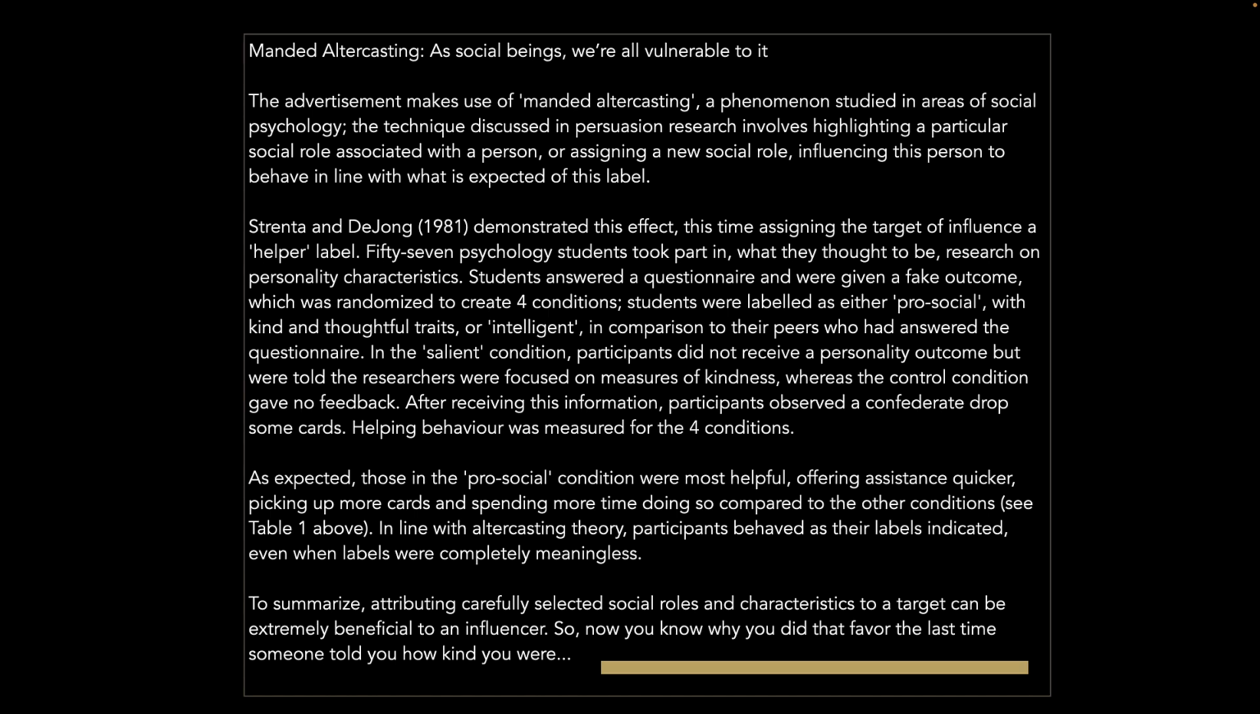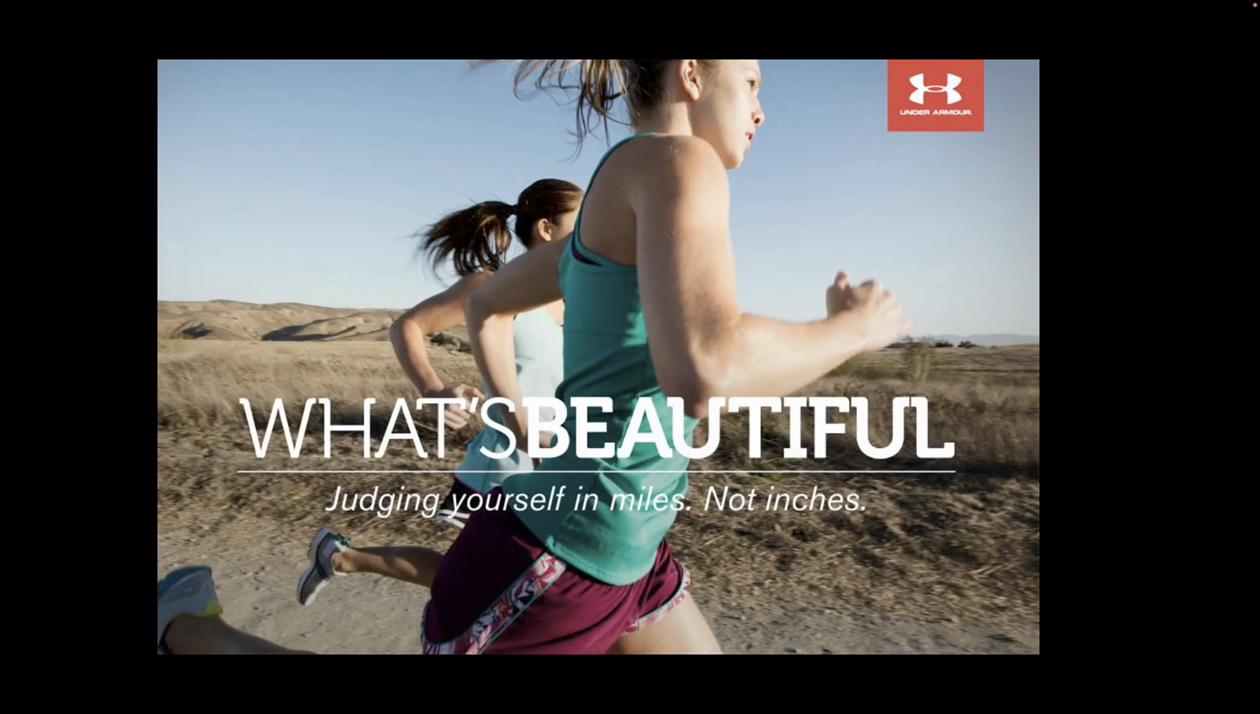It's a technique used in persuasion research, which involves highlighting a particular social role associated with a person, or assigning a new social role, influencing this person to behave in line with what's expected of that kind of label. These are pro-social conditions, and they allow the viewer to complete the circle of communication. And so what I wanted to do, the mandate alter casting in this case, and again in hidden persuasion, you'll see a lot of the tactics here, which you can also use in your projects.